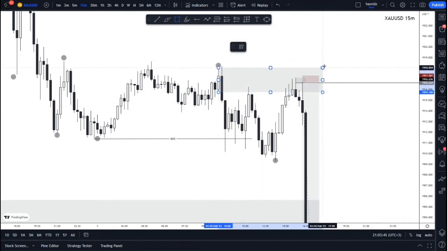Now, as you can see, what we do is always what we do. From this break of structure, we had the high and the low. Now from here, we had this area of supply that needed mitigation. So price from here comes up, takes out, mitigates it, and then goes down.